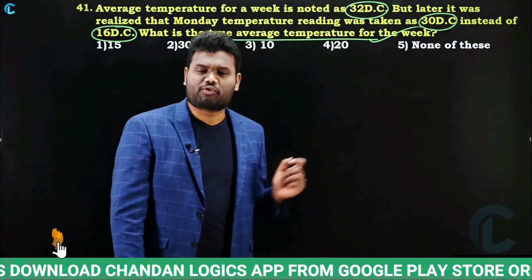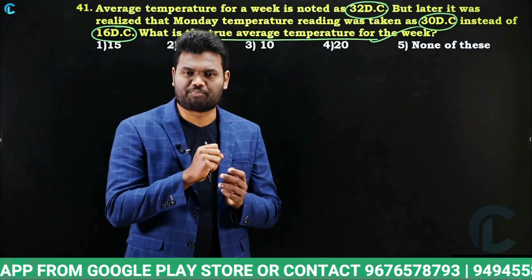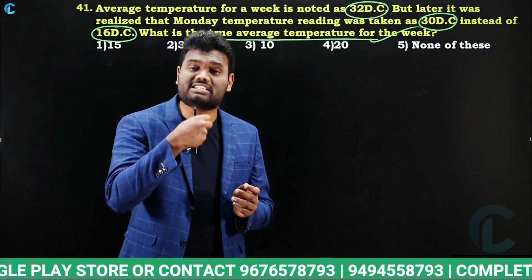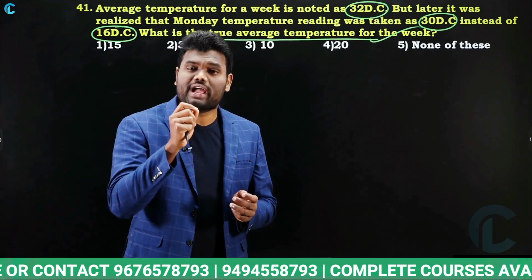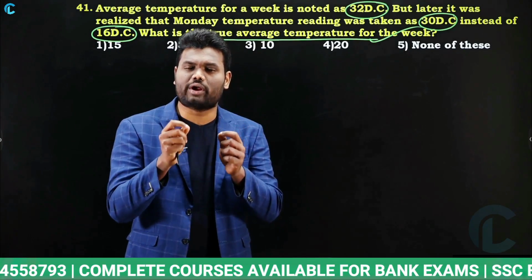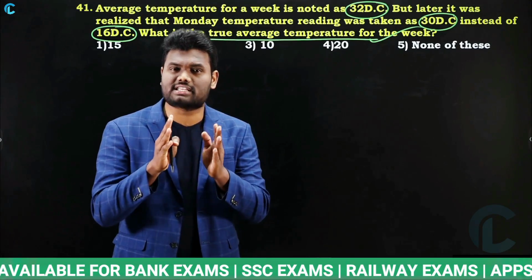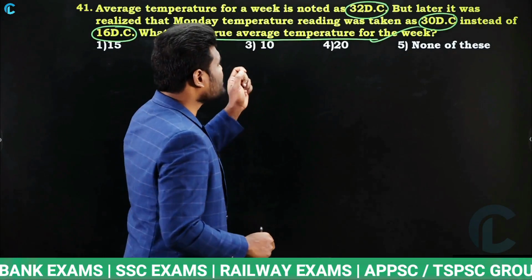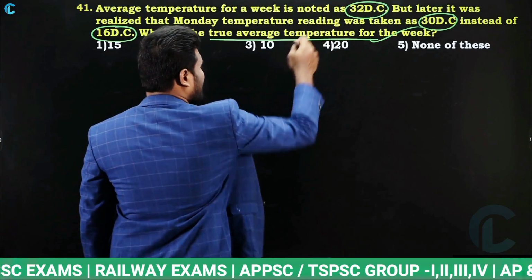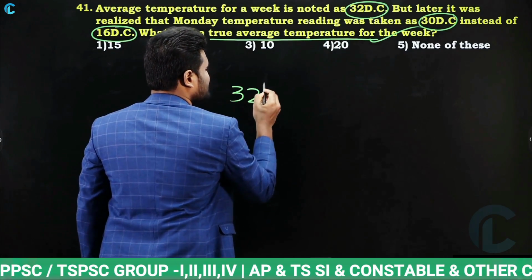Now in these types of questions, they will enter one wrong value. Due to that, the average is going to change. Now we are supposed to correct that average. These are the questions that are going to come in this model. These questions are very simple. Just observe here carefully. What is the average given? Average for the whole week is 32 degrees Celsius.